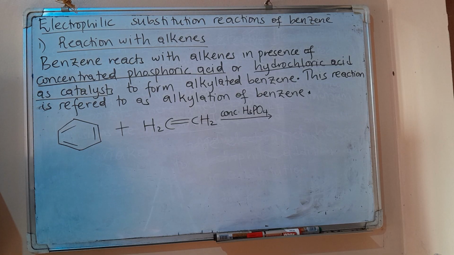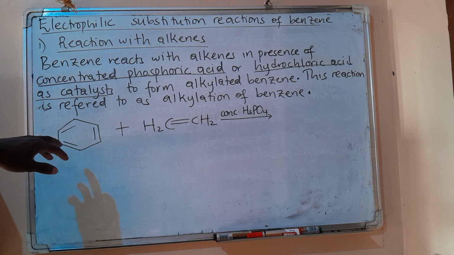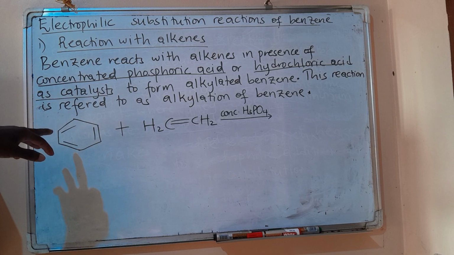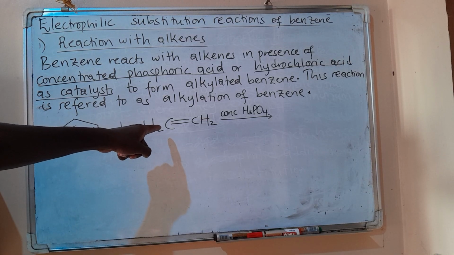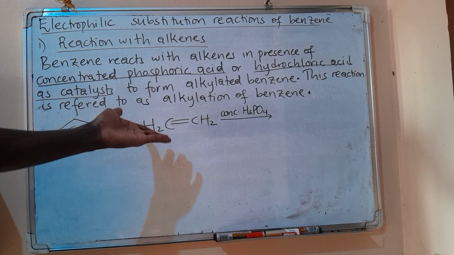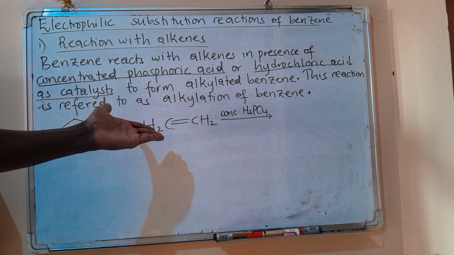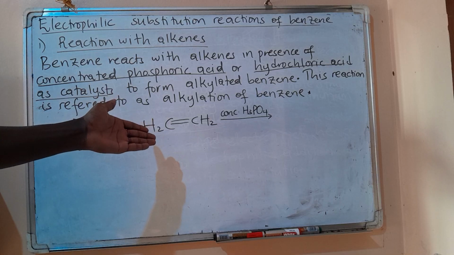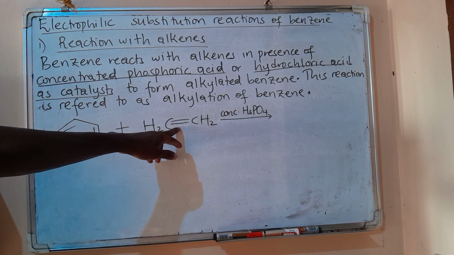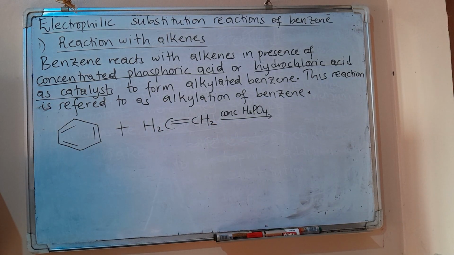Recall that benzene, this structure here, undergoes electrophilic substitution reactions. If you look at the illustration which we have seen for electrophilic substitution, it reacts with electrophiles. So this alkene you are seeing here is not an electrophile. There's nothing to show that it is an electron deficient species. So we have to first form an electron deficient species using this alkene and concentrated phosphoric acid.